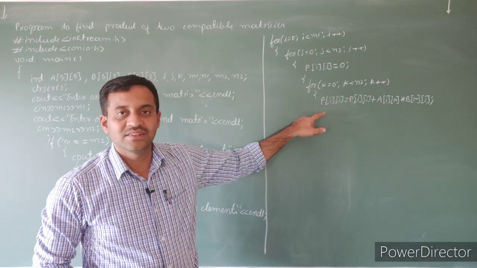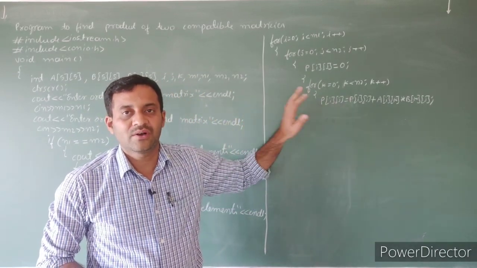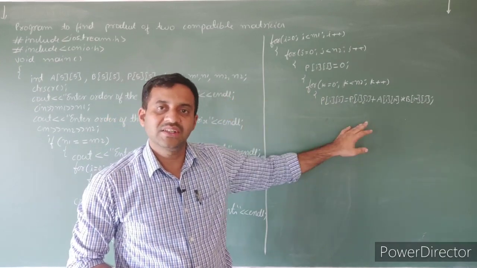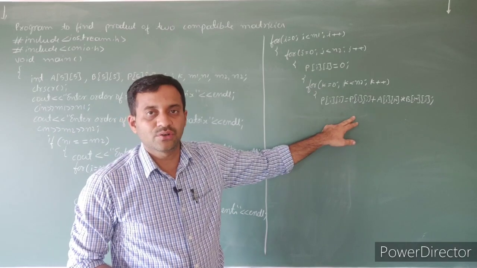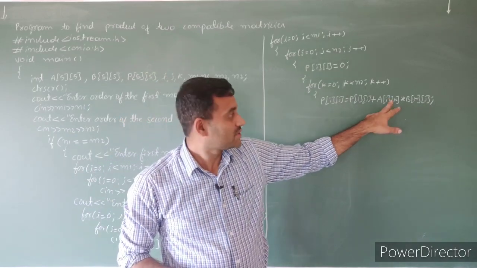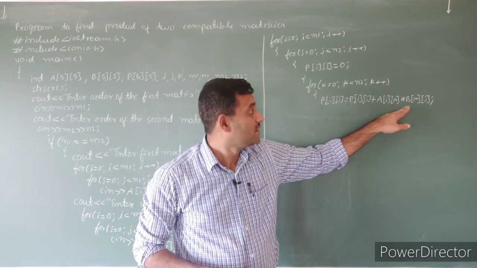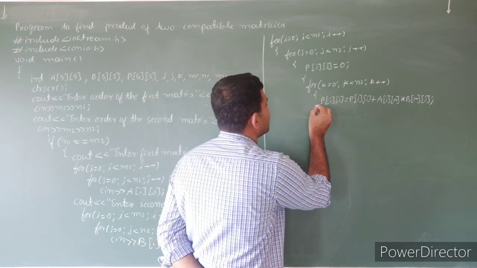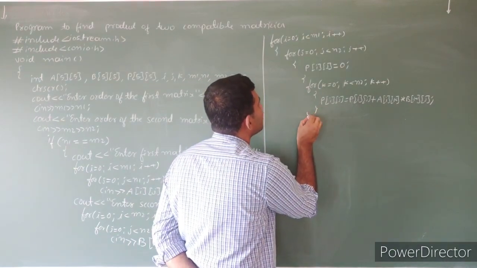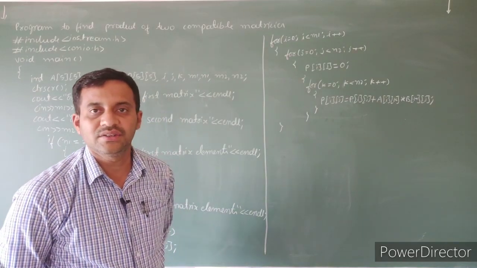For this, here is a logic. There is no alternative to remembering this logic. We have to practice the expression. The expression is product of ij equals product of ij plus the first matrix name, that is A of ik into B of kj. Then close the k for loop, close the j for loop, and close the outer for loop I.